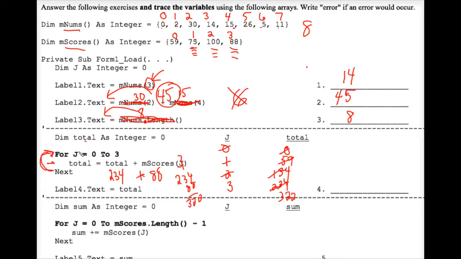And we go next. J bumps up to 4. We stop the loop now because J is over this upper boundary. So we circle J equals 4 as our final value, and total is equal to 322. And this line of code finally executes, and that 322 goes into label 4, making that the answer to exercise 4.